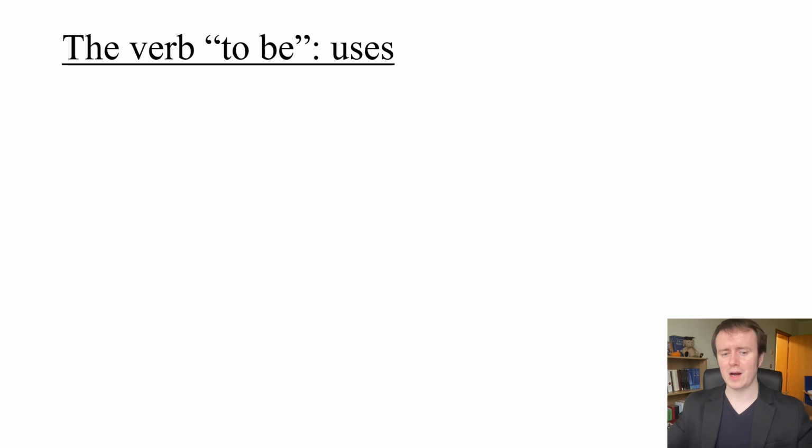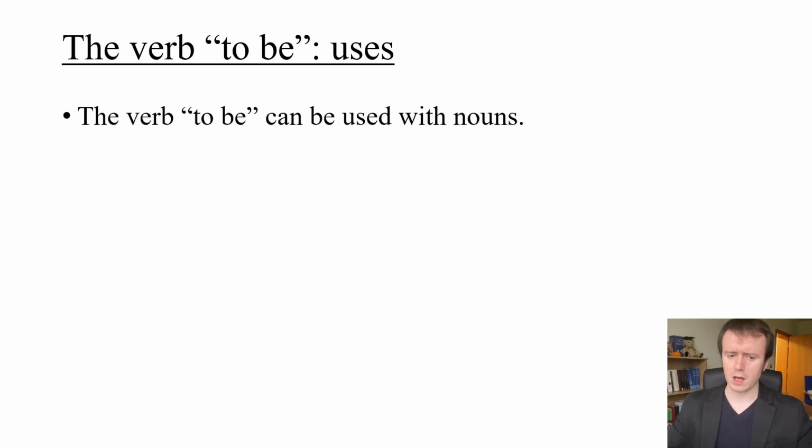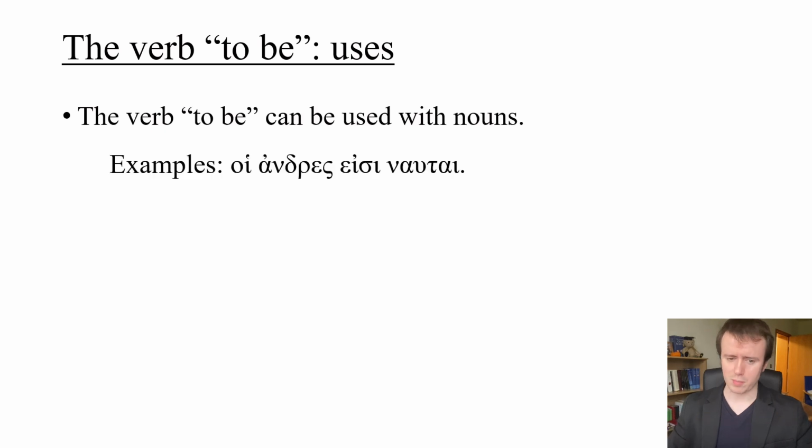Okay, now that we know how the verb to be looks in the present tense in ancient Greek, let's now learn about how it is used. The verb to be can be used with nouns. For example, we could see the sentence Hoi andres eisi nautai. This says, the men are sailors.